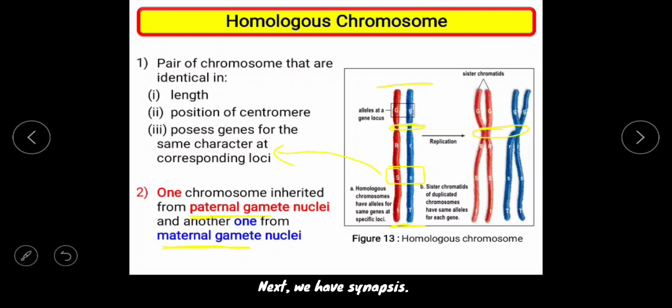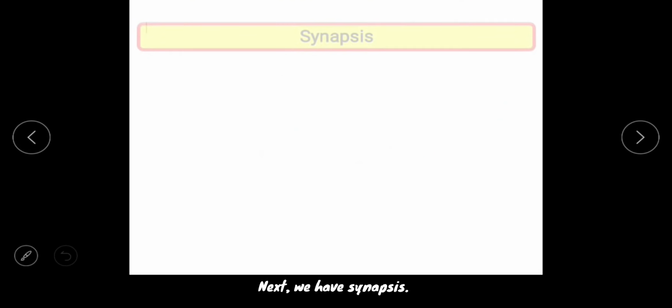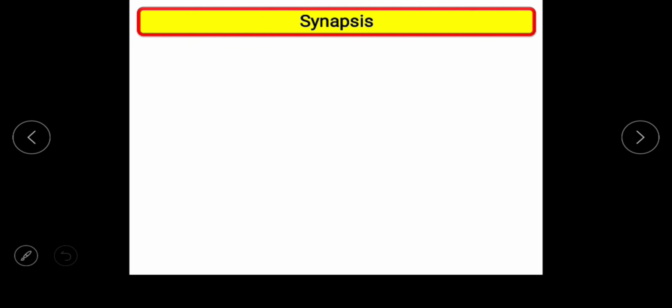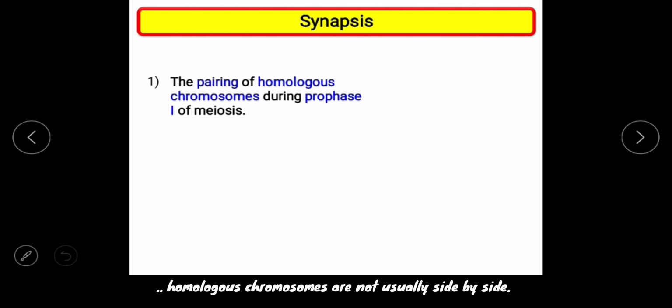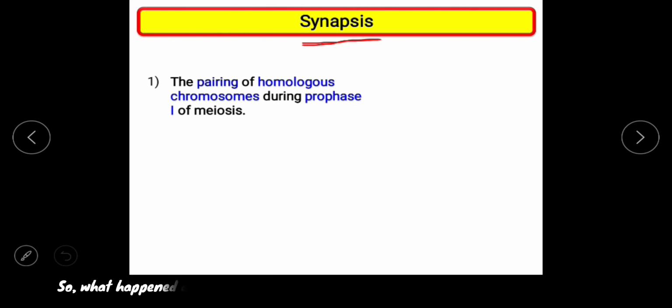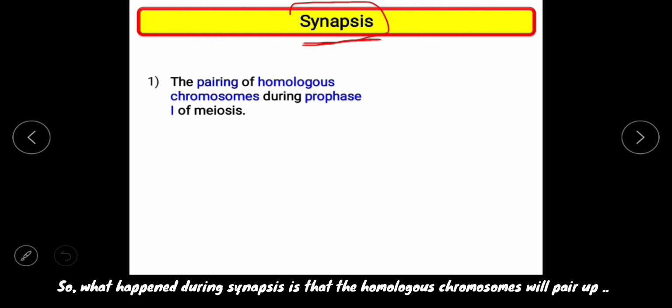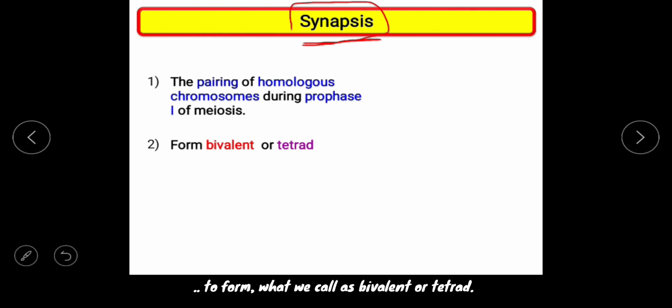Okay, next we have synapsis. Synapsis is a process where homologous chromosomes pair up. So in a non-meiosis condition, homologous chromosomes are not usually side by side. But during meiosis, synapsis will occur. So what happens during synapsis is that the homologous chromosomes will pair up to form what we call as bivalent or tetrad.